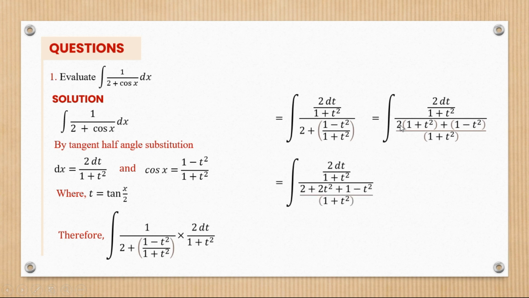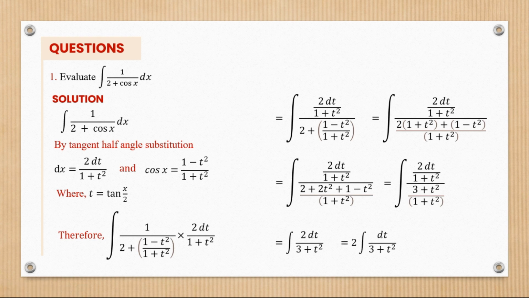Next I can multiply this in and open brackets, and I'll have 2 plus 2t squared plus 1 minus t squared, which will give me an answer of 3 plus t squared. Next I can say that this and this cancel, and I'll be left with the integral of 2 dt over 3 plus t squared. Then I can pull out the 2, and I'll be left with the integral of 1 over 3 plus t squared dt.